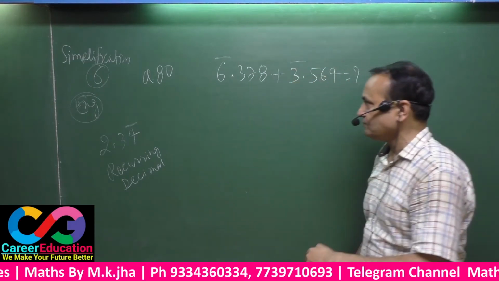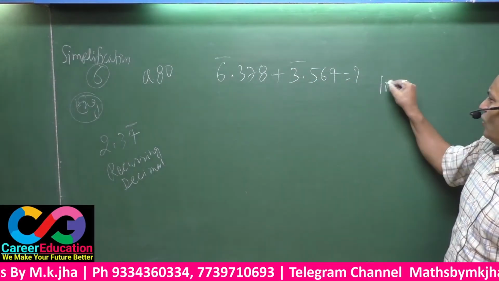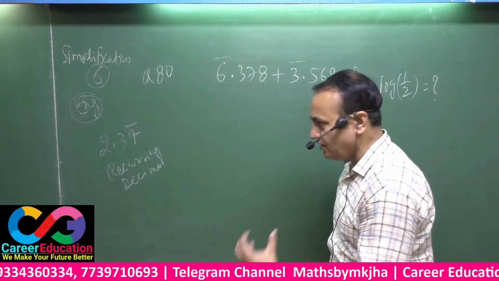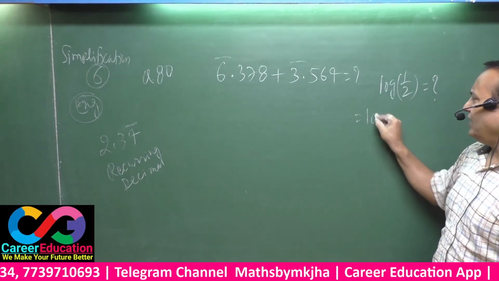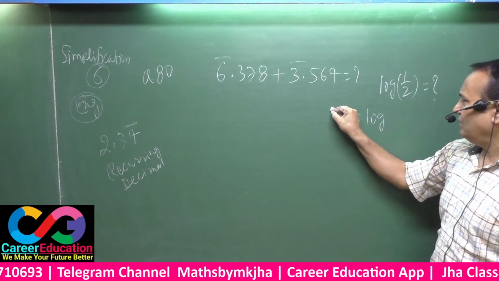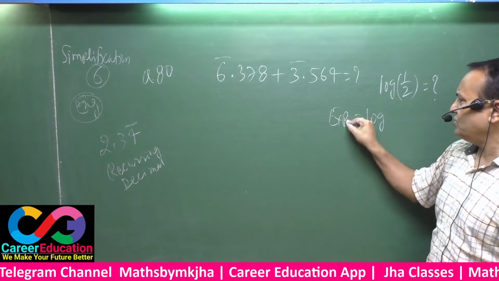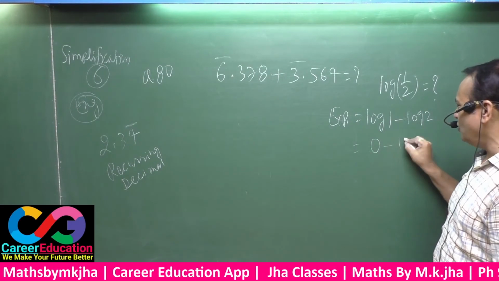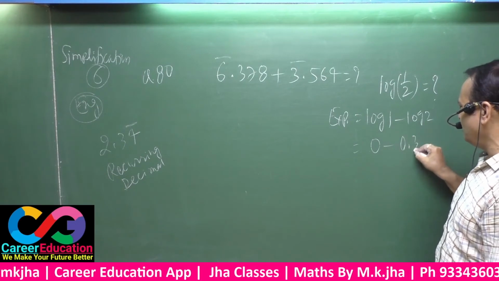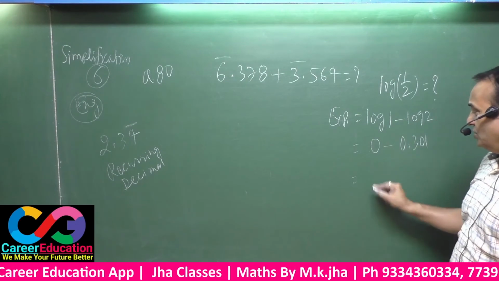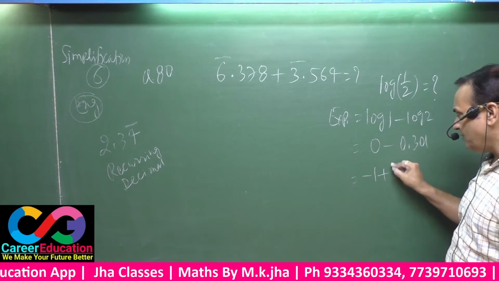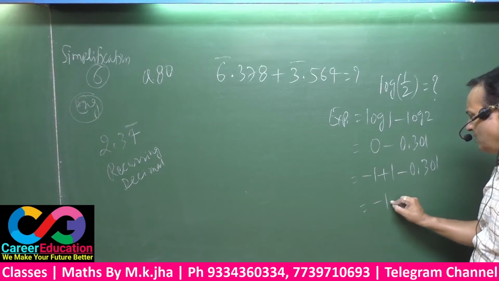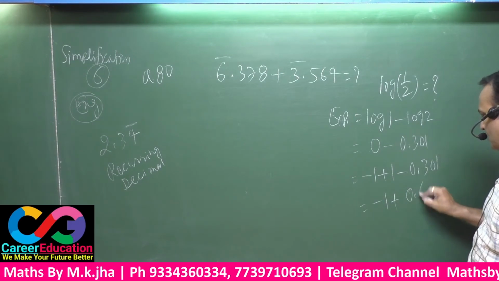See here. Log 1 by 2 was to be decided. That means we have to find the value of log 1 by 2. The expression is like this: log 1 minus log 2. Now log 1 is 0, log 2 is 0.301. This can be written as minus 1 plus 1, 0.301. This is minus 1 plus 0.699.